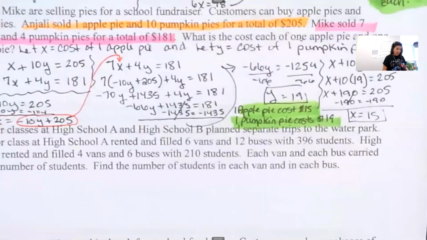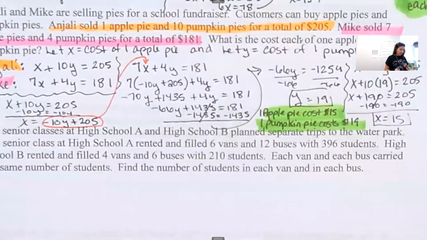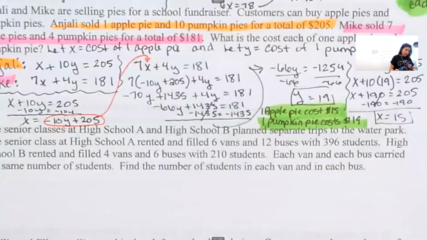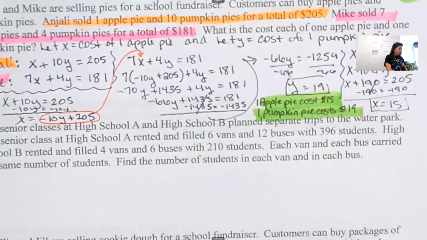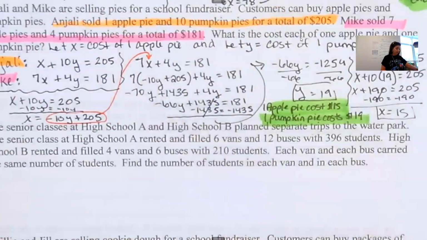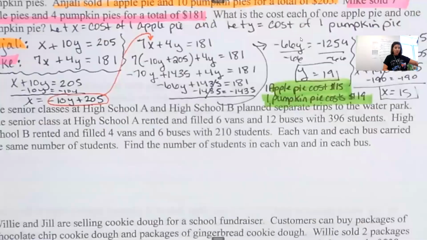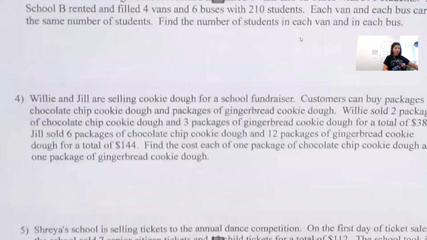It's another one about vans and buses. Let's skip 3 since we just did one about vans and buses. Let's look at 4 about Willie and Jill selling cookies. I like cookies too. So we'll skip 3. 3 will be one that you will do for your homework. Okay. We'll move on to 4, Willie and Jill.